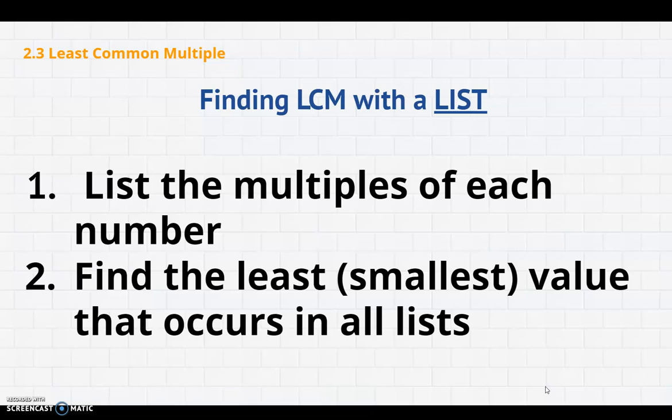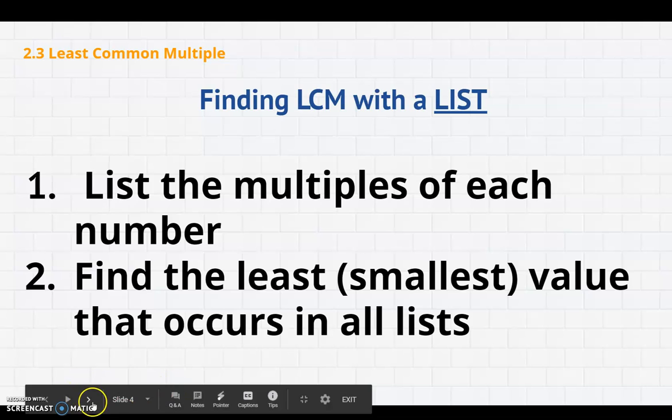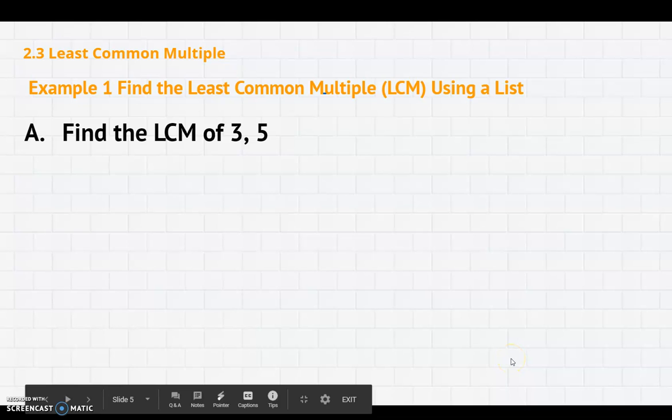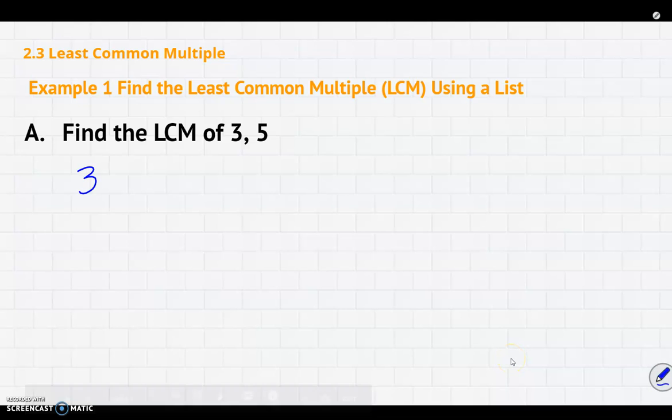So here's how we're going to find the LCM using a list. First, we're going to list the multiples of each of the numbers given to us, and then we will find the least or the smallest value or multiple that occurs in all the lists. So we'll identify, do they have any in common, and then which one is the smallest. So for instance, 3 and 5.